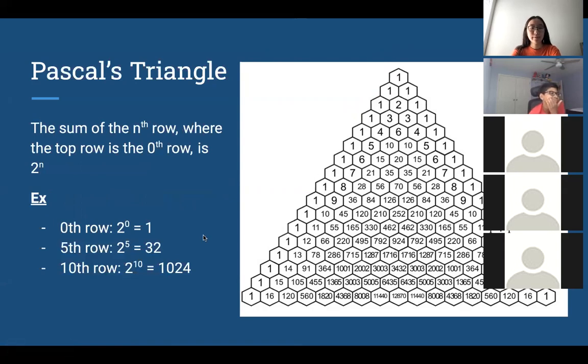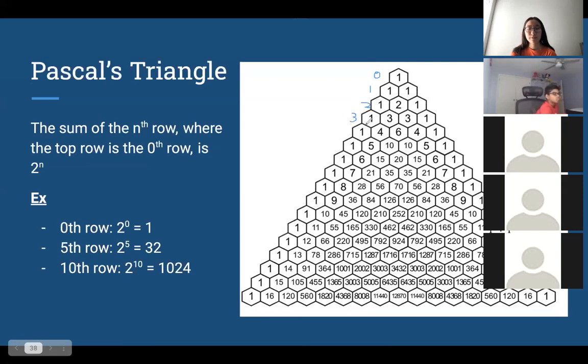Okay, and also here's a rule. The sum of everything in the nth row, where the top row is going to be the 0th row, is going to be 2 to the n, 2 raised to the n power. So let's put some annotations to make this easier. This is the 0th row. The top row is the 0th row. This is the first row. This is the second row. This is the third row.